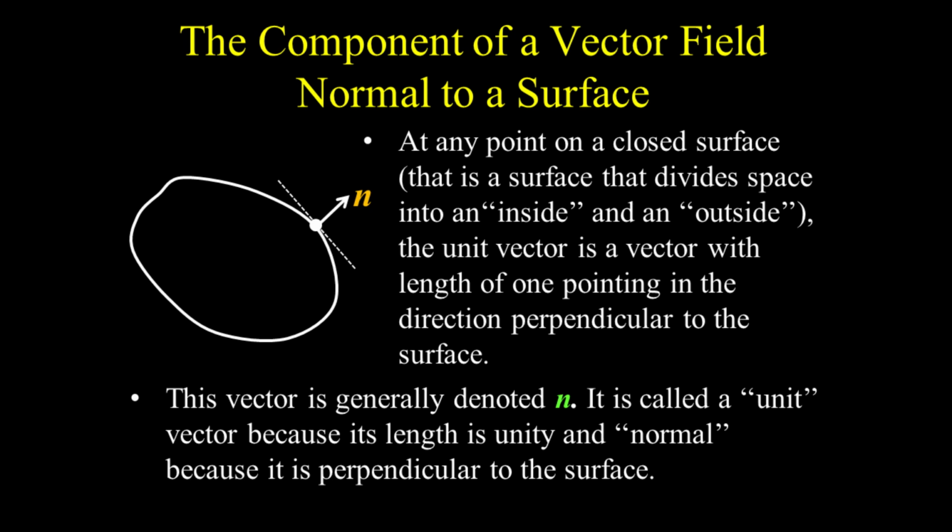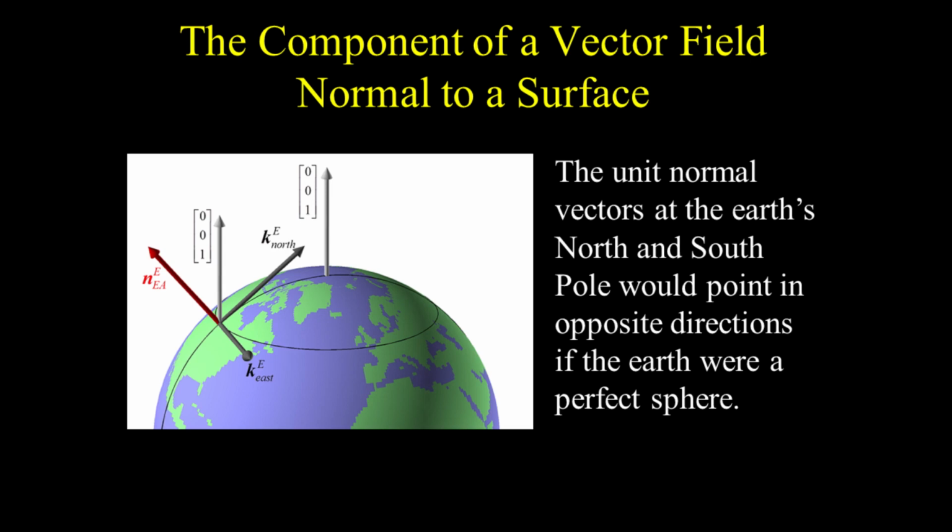By convention, the unit normal vector for a closed surface is taken to point outward, away from the volume enclosed by the surface. Some of the unit vectors for a sphere are shown here. Notice that the unit normal vectors at the Earth's north and south pole would point in opposite directions if the Earth were a perfect sphere.